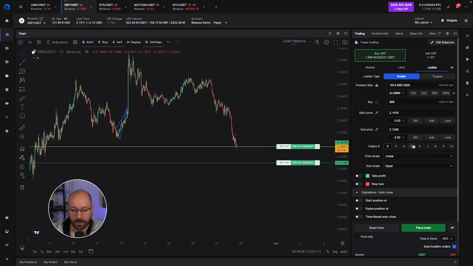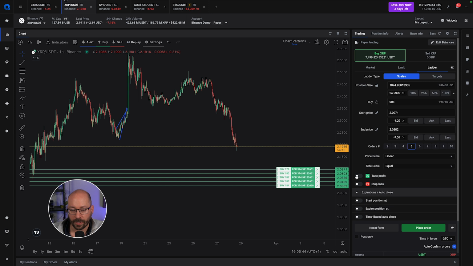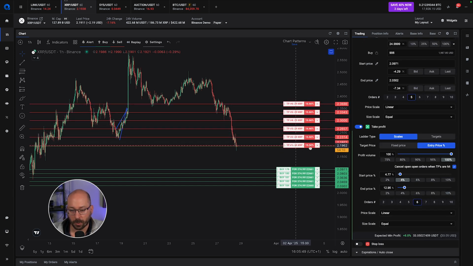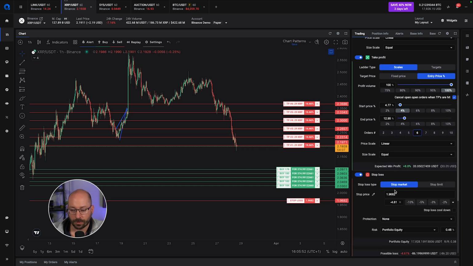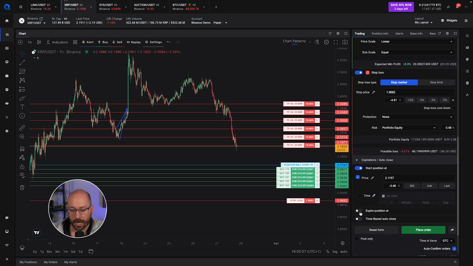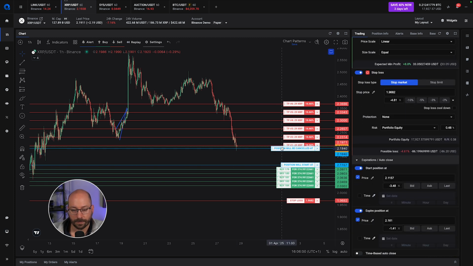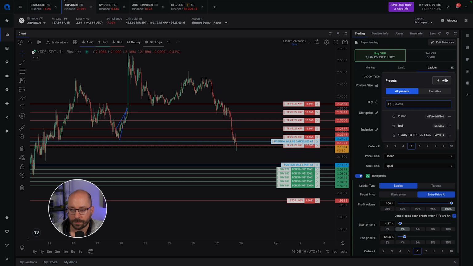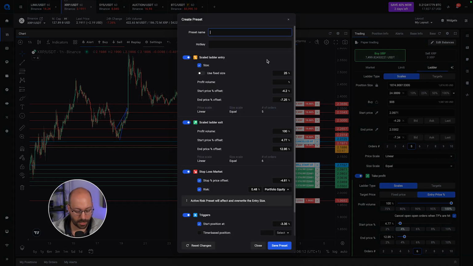And that's where our presets come in. So let's set up a very complex position with multiple entry orders, multiple take profit levels, and a stop loss, and a start condition, and an expire. What if this is our standard way of trading? We can then make it a preset. Click on add and say complex setup. You can even assign it a hotkey and then save it.